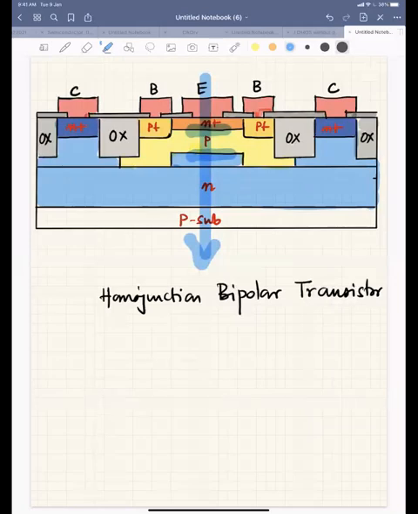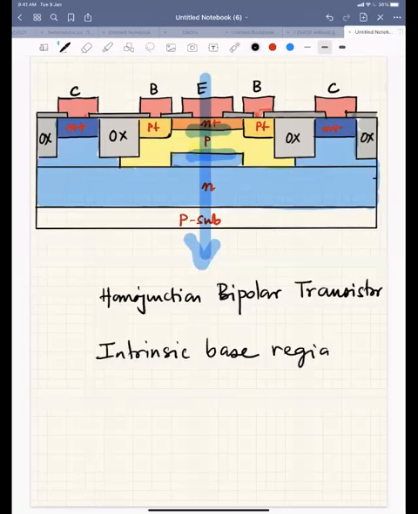That's the reason the base is taken out through P plus regions, and we take the base contact there. So this yellow region that you see here is your base part, right? Your base part has two things: we have the intrinsic base region and the extrinsic base region. The intrinsic base region is very important because that defines the characteristic of the transistor, right?